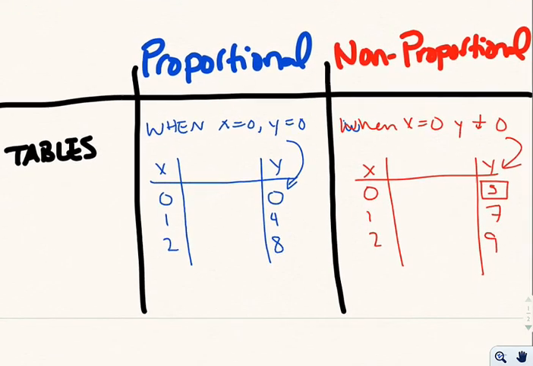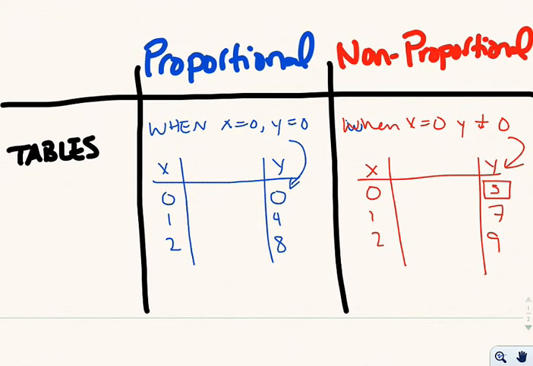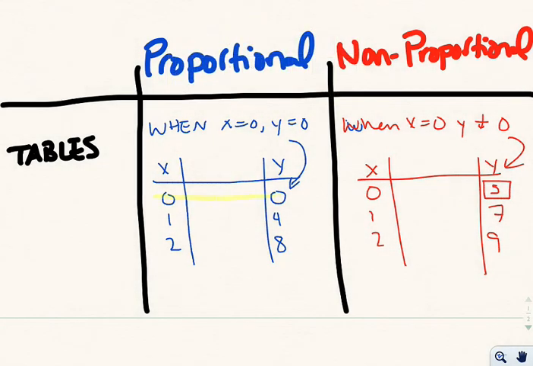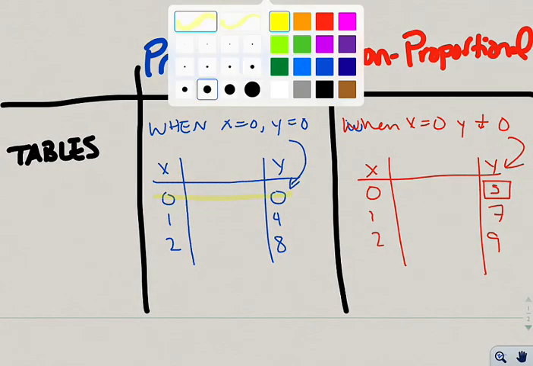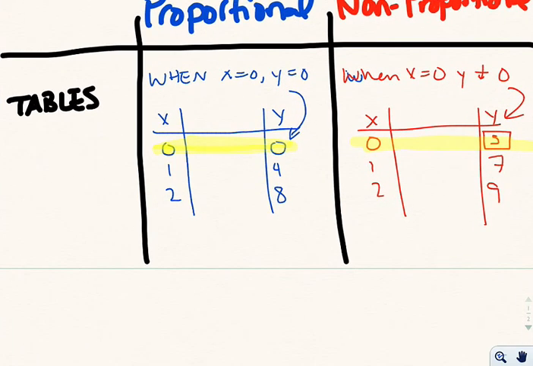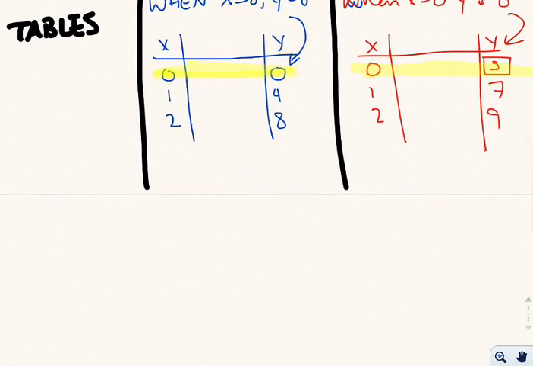All right, so not too shabby here. Again, we're looking just simply at the table. We're looking at a table when x equals 0. Either we have a 0 across from it to make it proportional, or a not 0 to make it not proportional. Let's continue on. Let's extend this now.